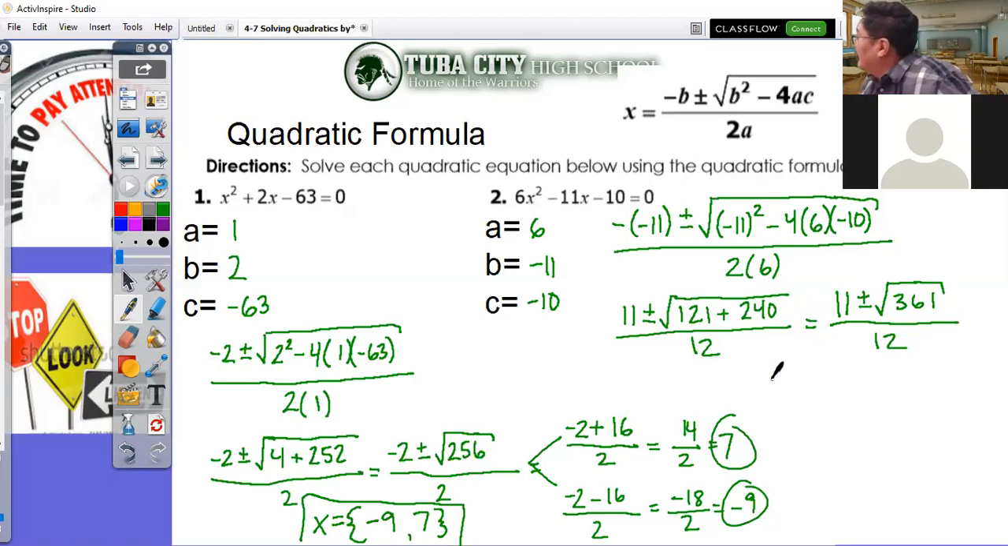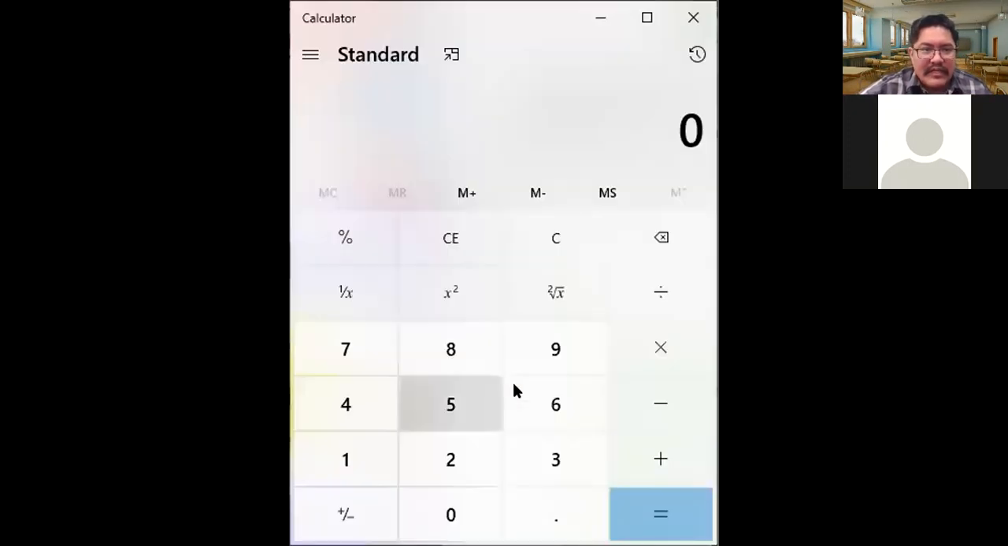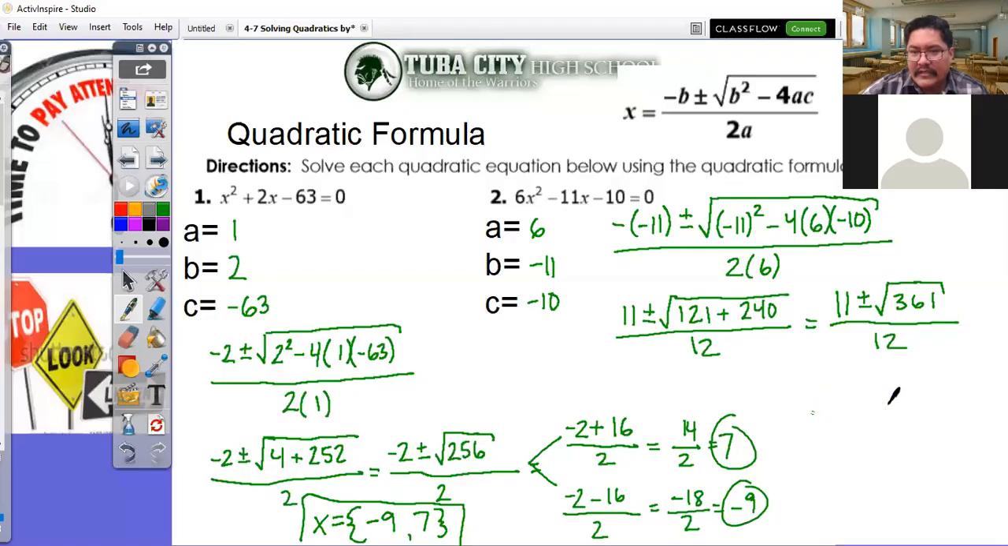I have a chart, but my chart on the wall does not go that high. So in this case, I think it might be a good idea to have a calculator. I'm going to switch over to the calculator here. I need to take the square root of 361, and in this case we get a nice root number. We get 19. So now I know that this is going to be 19. Go back over to here.